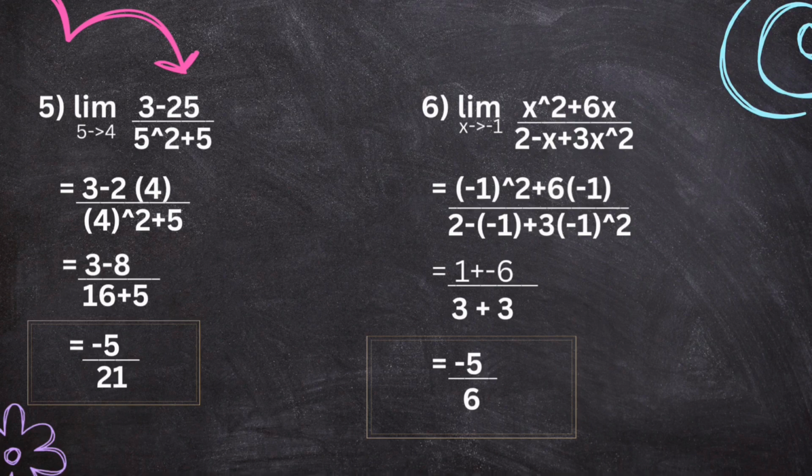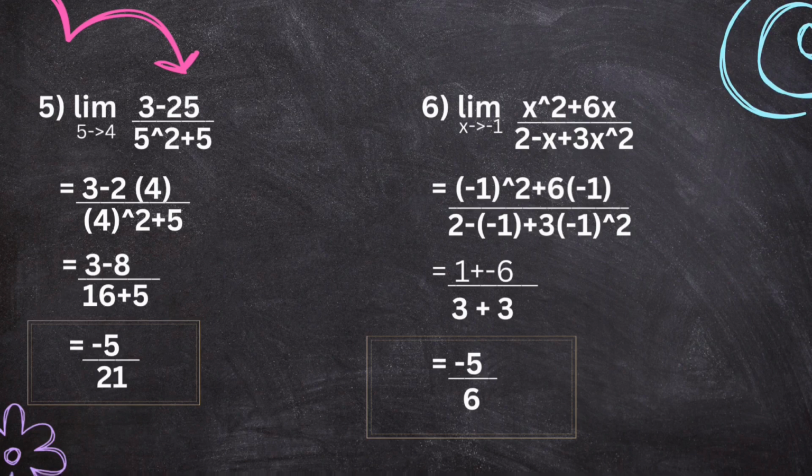For number 5, the given is the limit of 3 minus 2s over s squared plus 5 as s approaches 4. First thing we need to do is substitute the value of s to 4. So the given will be the limit of 3 minus 2 times 4 over 4 squared plus 5. Multiply the 2 and it will be 8, and 4 squared is equal to 16. So 3 minus 8 over 16 plus 5 is equal to negative 5 over 21.